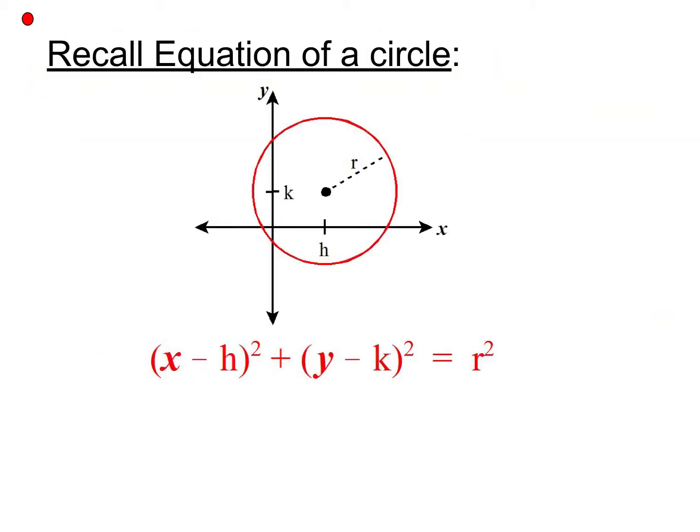Recall back to geometry and Algebra 2, the equation of a circle is listed below. This h value and this k value is the center of the circle, over h, up k. So that's the center of the circle, and the r value is the radius, and we take the radius and square it.